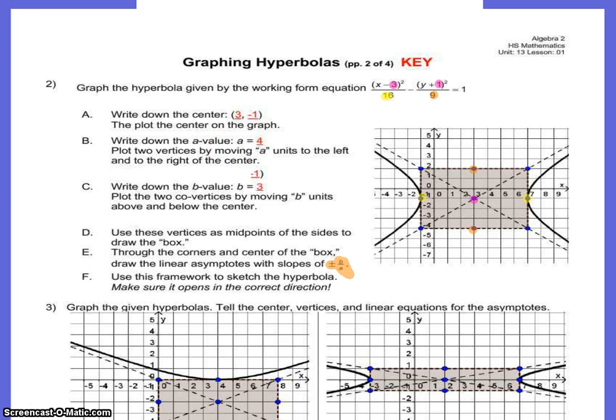So I'm going to go ahead and show you the points that you should have drawn. I should have had a 7, negative 1, and a negative 1, negative 1. And I should have had a 3, 2, and a 3, negative 4. Now, one thing to make sure of when you're drawing this is to make sure that it opens in the right direction.